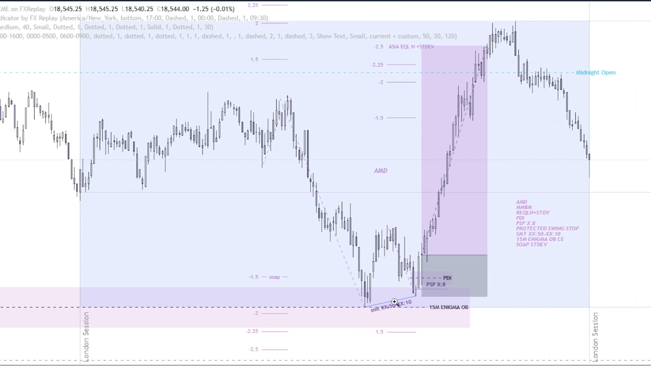You need a PD array. You need sell side liquidity. Obviously, well, I'm pretty sure there was some. I don't really do that. I just wait for SMT, but it's definitely stronger if you use sell side or buy side if it's a market maker sell model, but this is market maker buy.